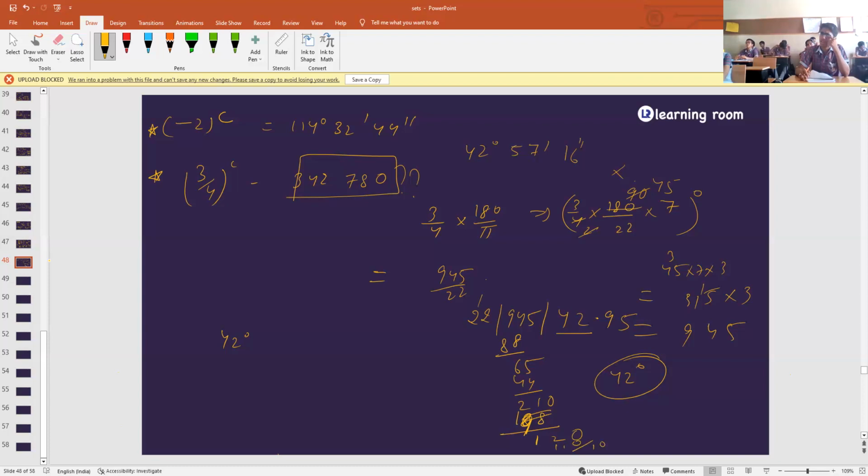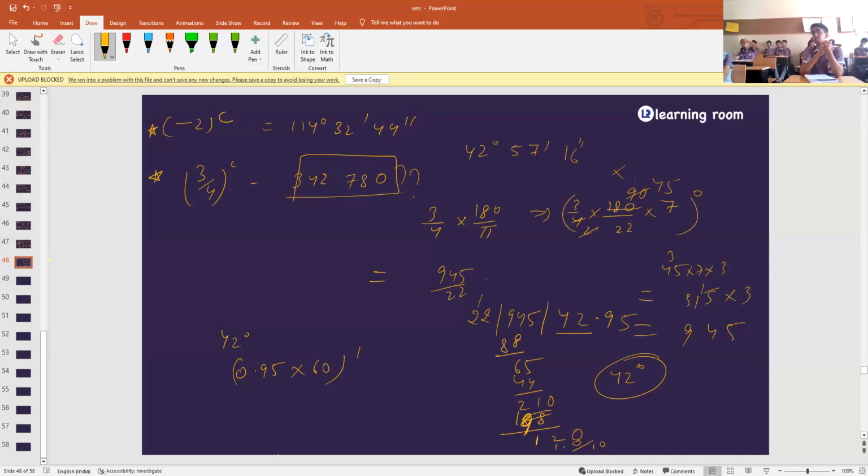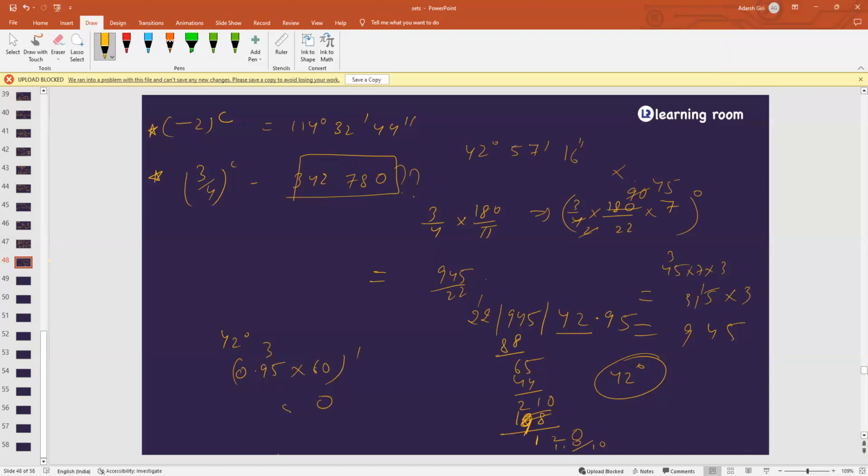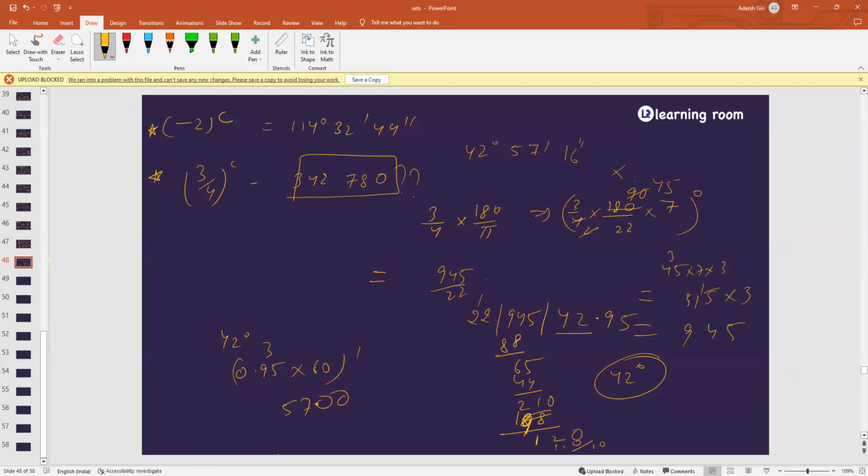So 0.95, this will be into 60 minutes. Okay, how much would it be? 6 5s are 30, 6 9s are 54, 57. So this will be 42 degrees, 57 minutes.